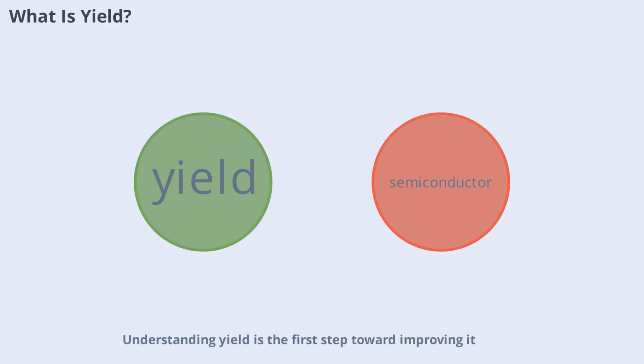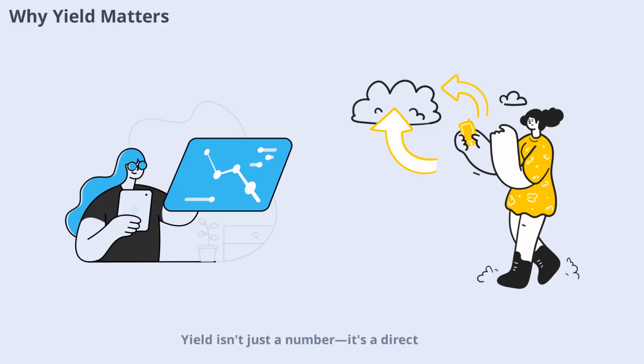Understanding yield is the first step toward improving it, and that's why companies invest heavily in yield management systems and defect analysis tools. Yield isn't just a number, it's a direct measure of manufacturing efficiency and product quality. In the competitive semiconductor industry, even a small improvement in yield can translate to millions in savings. High yield reduces waste, maximizes equipment usage, and ensures that customers receive reliable products. That's why yield management is a top priority for every chipmaker, from startups to industry giants.